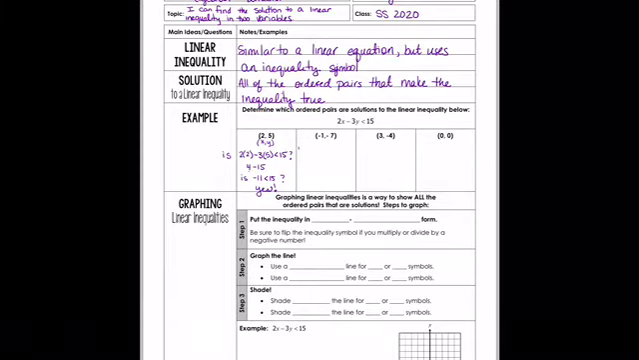So is 2 times negative 1 minus 3 times negative 7 less than 15? 2 times negative 1 is negative 2. Negative 3 times negative 7 is positive 21. Negative 2 plus 21 would be 19. So we ask ourselves, is 19 less than 15? And the answer is no. So that part would not be shaded. We would find the part of the graph where negative 1, negative 7 is, and we would leave that half of the graph blank.